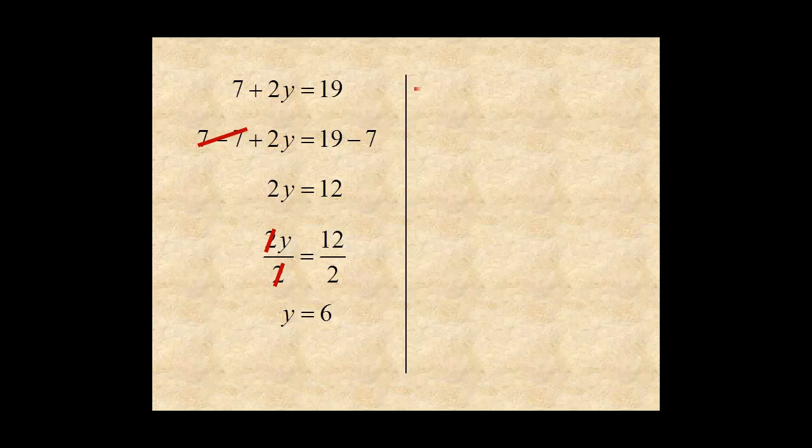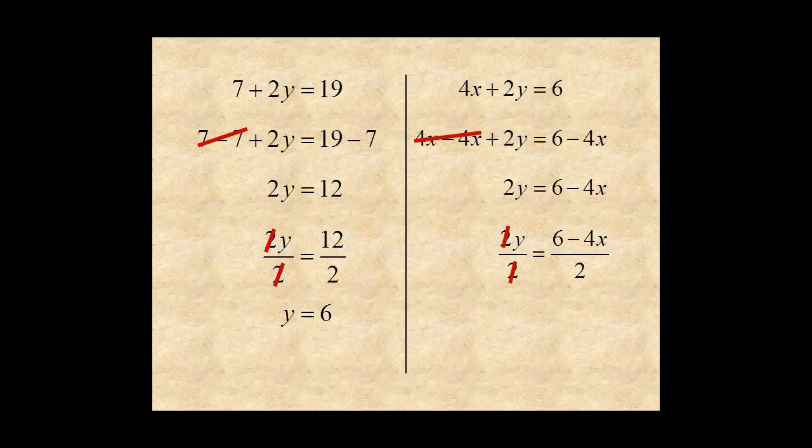On the right, subtract 4x from both sides for 2y equals 6 minus 4x. Then divide both sides by 2. Next, 6 divided by 2 is 3, and 4x divided by 2 is 2x. And the solution is y equals 3 minus 2x.